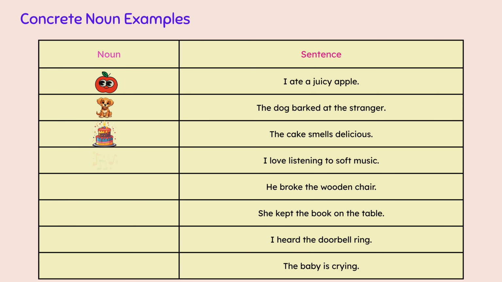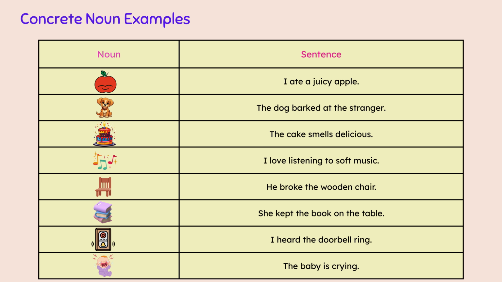Let's look at some examples of concrete nouns used in sentences. Apple. I ate a juicy apple. Dog. The dog barked at the stranger. Cake. The cake smells delicious. Music. I love listening to soft music. Chair. He broke the wooden chair.